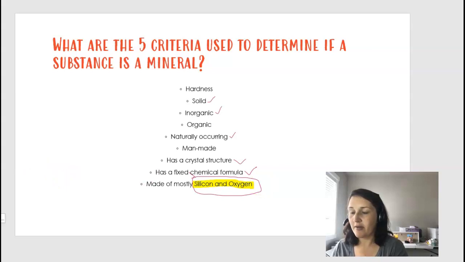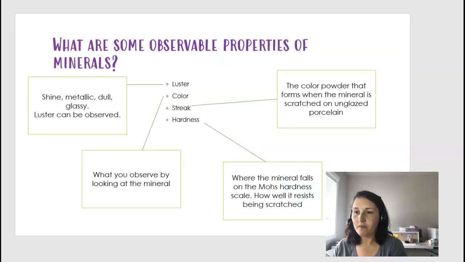Let's go ahead and look at the properties of minerals. Some observable properties, some can be observed just by looking at the minerals, others have to be tested in some form or another. So let's look at the ones that can be just observed without doing a test first. So first we have luster. Luster is when you look at the mineral, do you notice that it's shiny? Is it dull? Does it have a glassy appearance? So we use these adjective words to describe the way that the mineral reflects light. That is its luster.